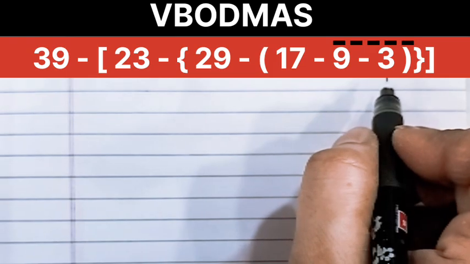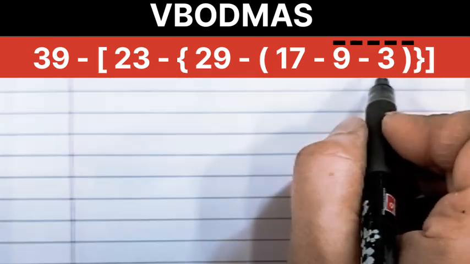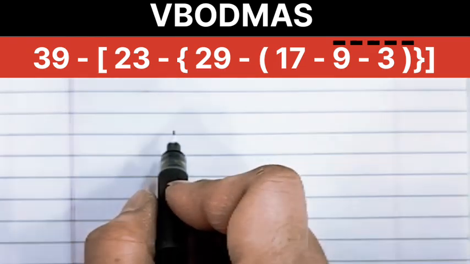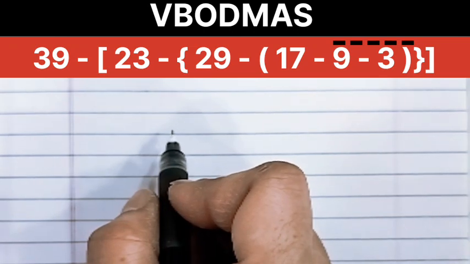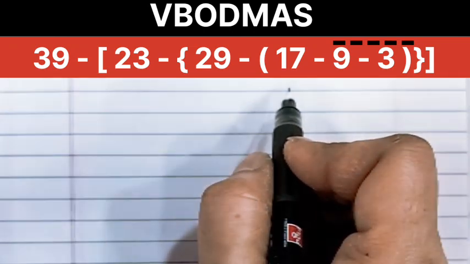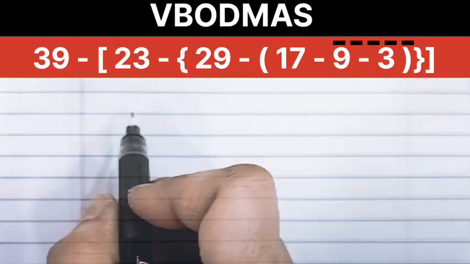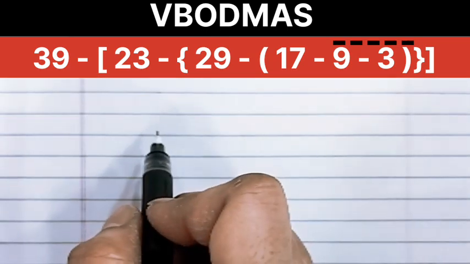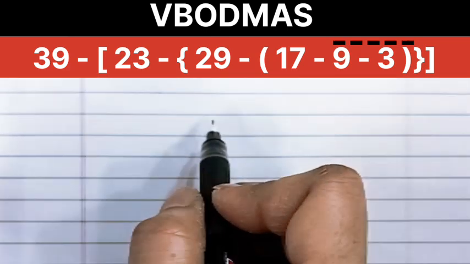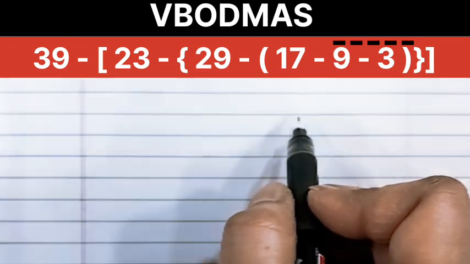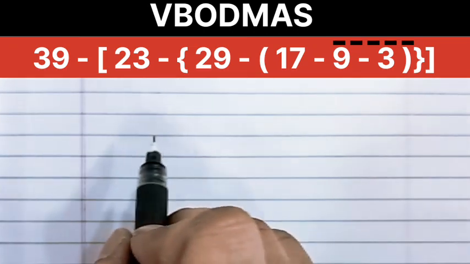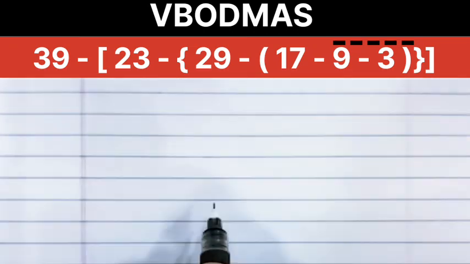V stands for vinculum, a bar you can see over the numbers, then round brackets, curly brackets, square brackets, and then O stands for of, then division, multiplication, addition and subtraction. So always work inside out. Always treat the brackets like an onion. Peel away the innermost layer, the parenthesis or a vinculum first, and work your way to the outer shell.